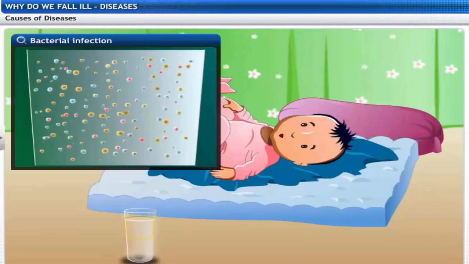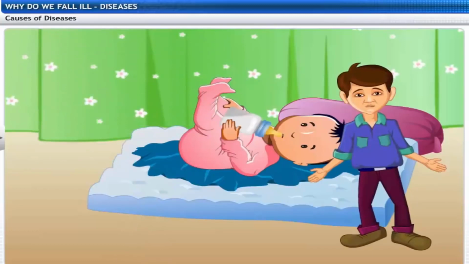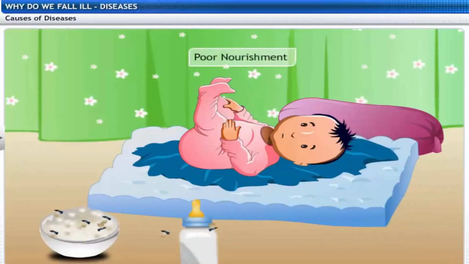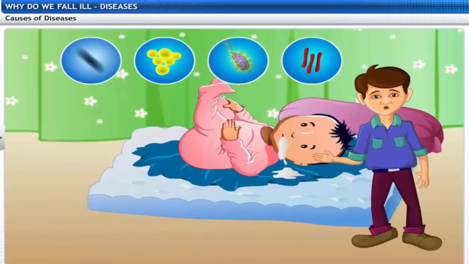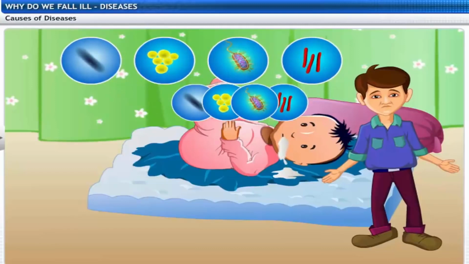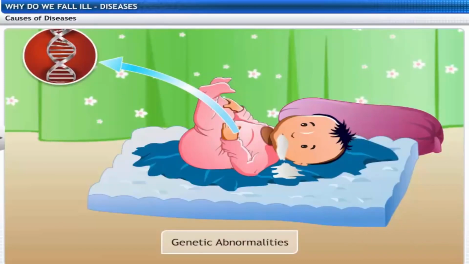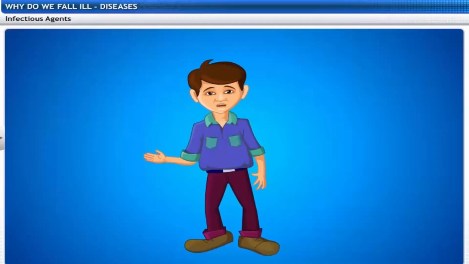What else could be the causes of this disease? The baby might not be well nourished. Okay. So lack of good nourishment becomes a second-level cause of the disease. The baby might also be genetically more likely to suffer from vomiting when exposed to such bacteria. Good. Then, genetic abnormalities could be the third-level cause of the baby's disease. Are there other disease-causing agents like bacteria?